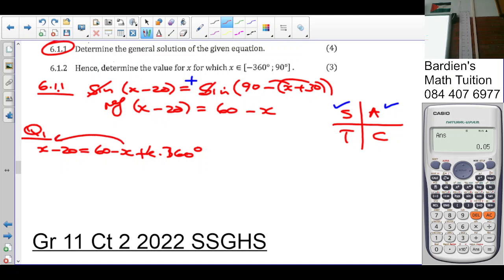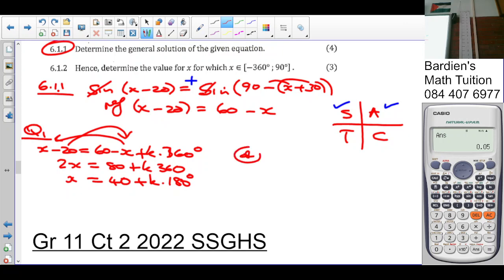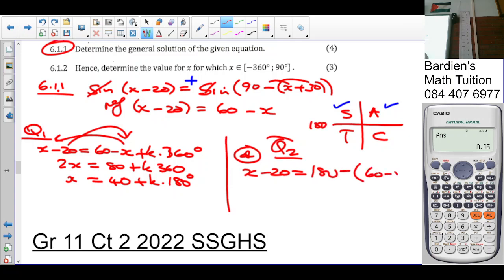Solve for x here, we take that over, and that side is going to give you 2x is equal to 80 plus k times 360. Divided by 2, so x is equal to 40 plus k times 180. Or quadrant 2. Are you getting quadrant 2? x minus 20 is equal to 180 minus x, which is 60 minus x, plus k times 360.